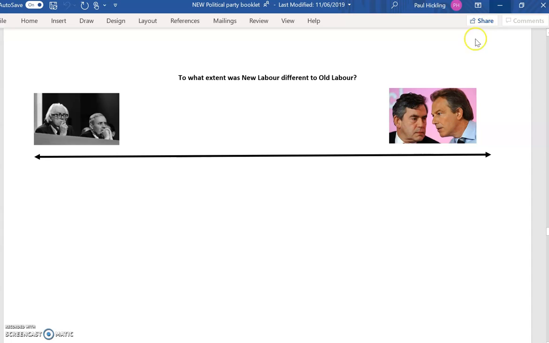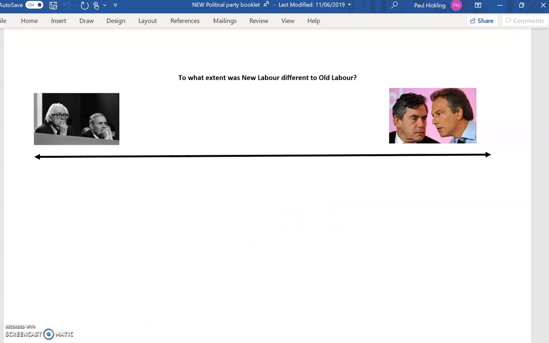Now, what I'd like to do in your workbook, you've got this sheet or this page. To what extent was New Labour different to Old Labour? On the left, you've got Old Labour. There's Michael Foot next to Tony Benn. And on the right, you've got Gordon Brown having a nice little chat there to Tony Blair.